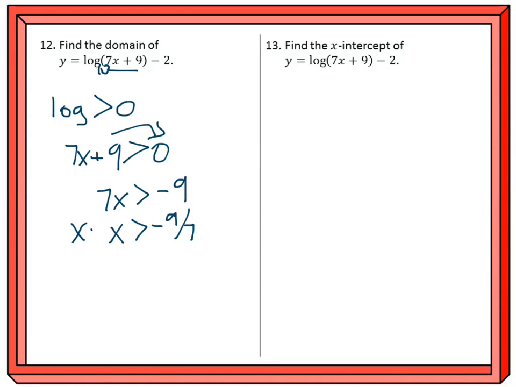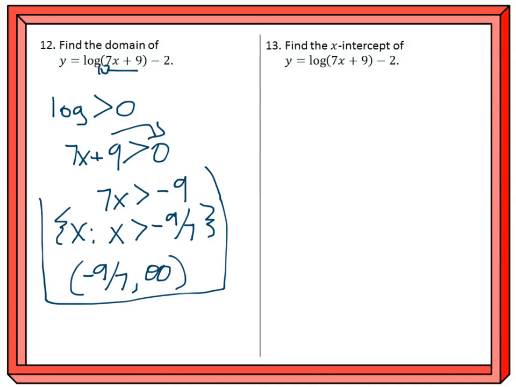You can put this in set builder notation thusly, or you can put this in interval notation, negative 9/7 to infinity. Okay, so there we go. Like so. Okay, number 13.